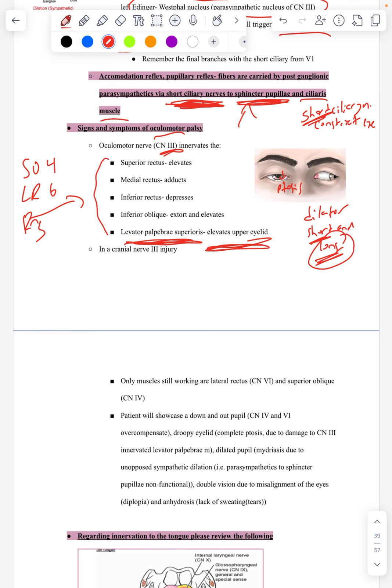If it's Horner's syndrome, it's partial ptosis, because your sympathetics are affected. And one of the sympathetics controls an eye muscle that plays a role in elevation. But if your oculomotor nerve, which is cranial nerve 3, is damaged, then you get complete ptosis. The entire eye is droopy.